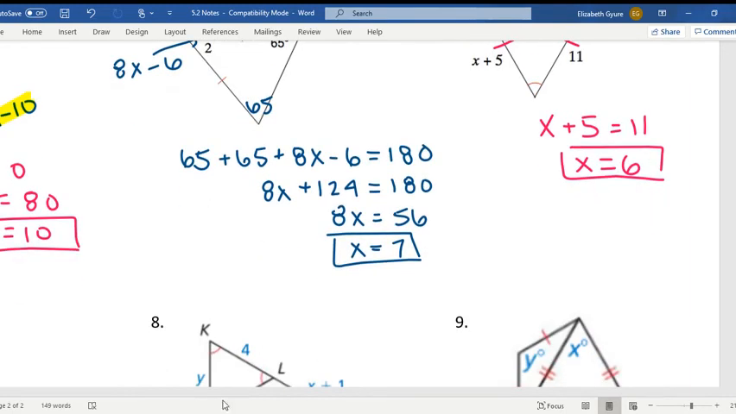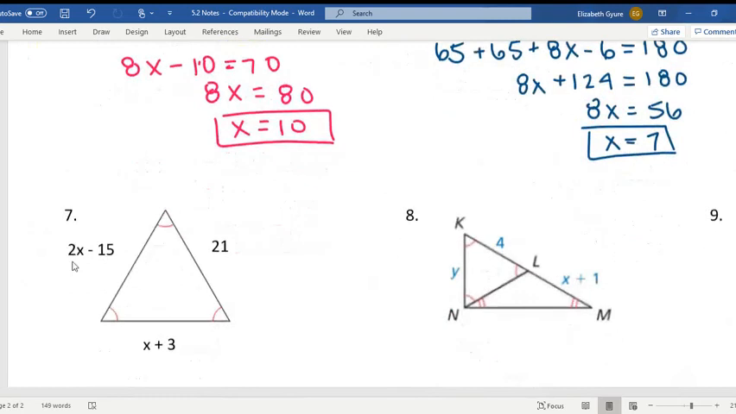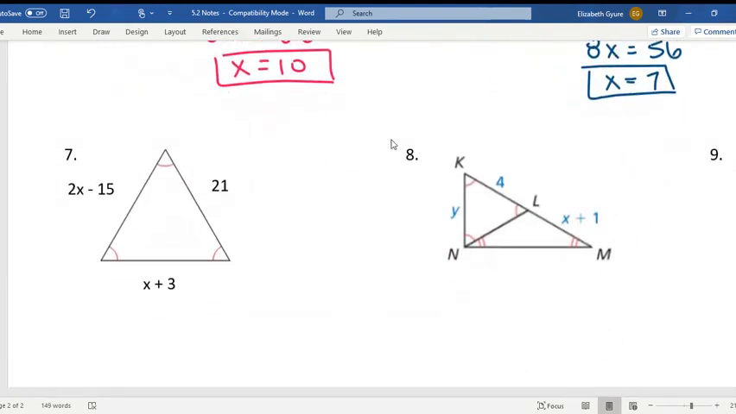So then on that note, what's happening with number 7? We also talked about this last class, but this is very commonly missed.